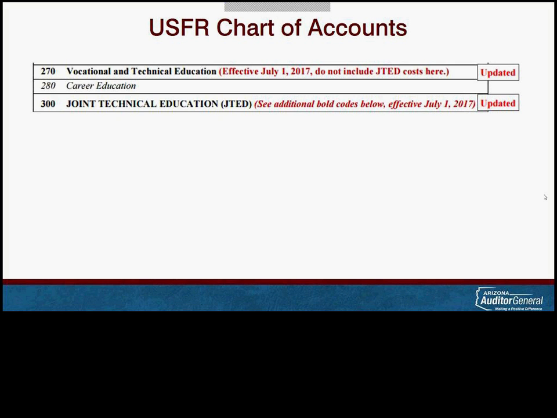Program 300 will account for all JTED costs that cannot be attributed to a specific JTED program. Those costs may serve all JTED programs or a group of JTED programs. Costs coded to Program 300 will need to be allocated across all applicable JTED programs at year-end for reporting purposes.